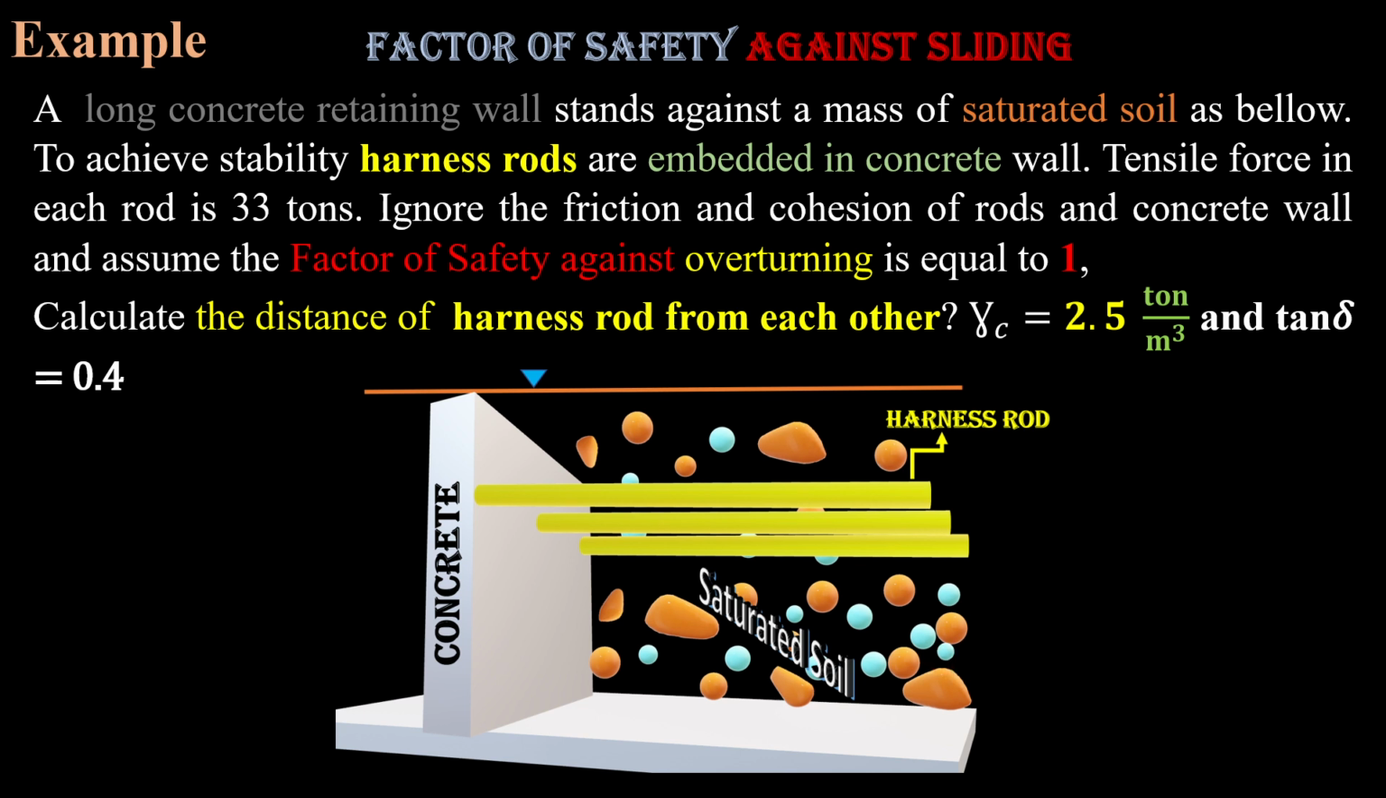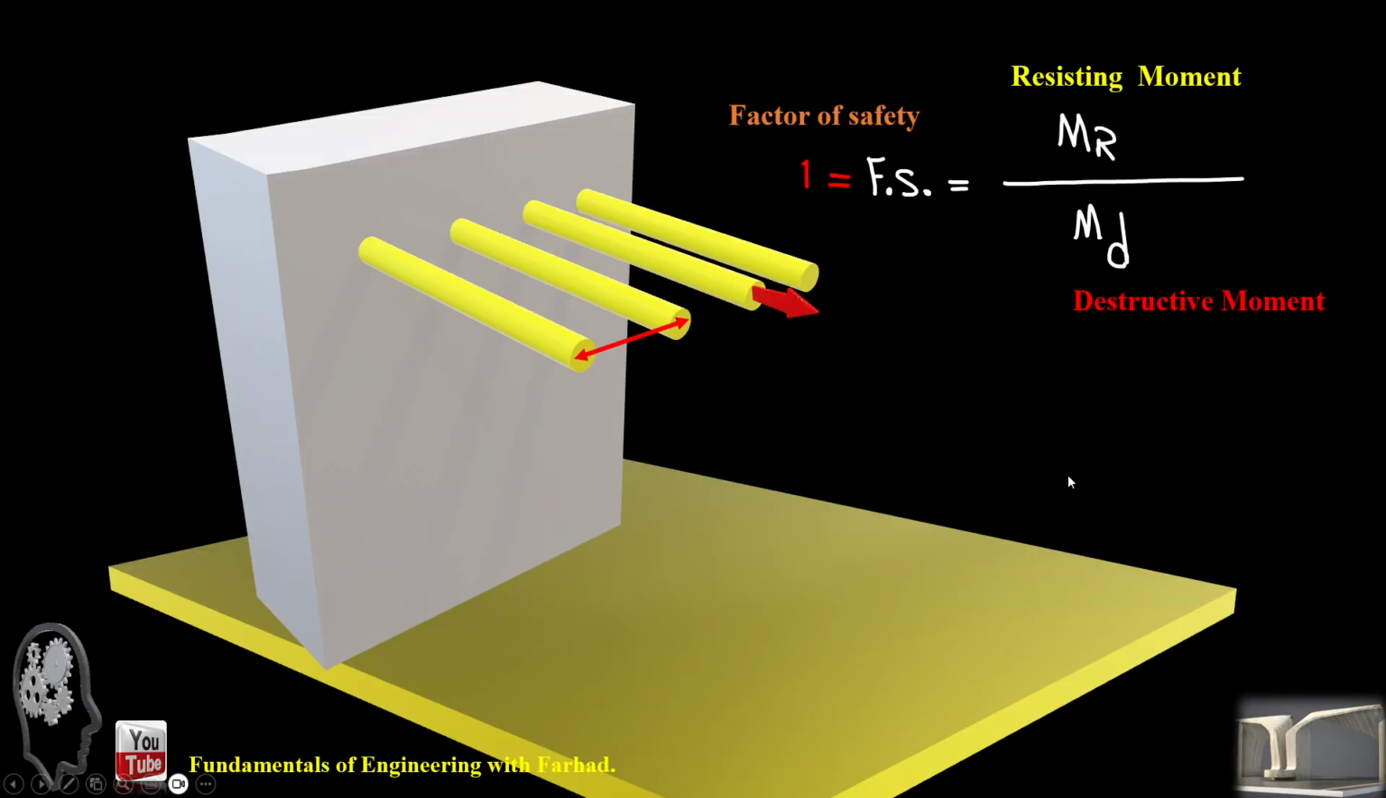The factor of safety against overturning this time is equal to 1, and we are also ignoring the friction and cohesion of rod and concrete wall. So there is friction between the harness rod and concrete wall. We are ignoring them, and just the tangent of delta is equal to 0.4.